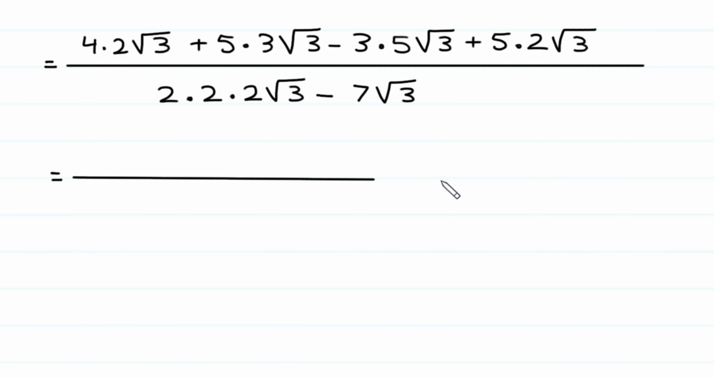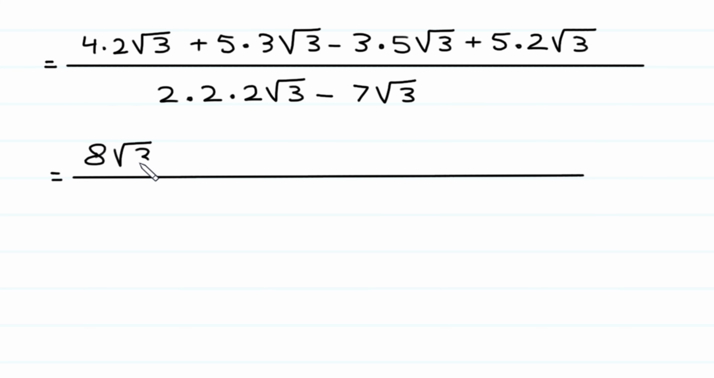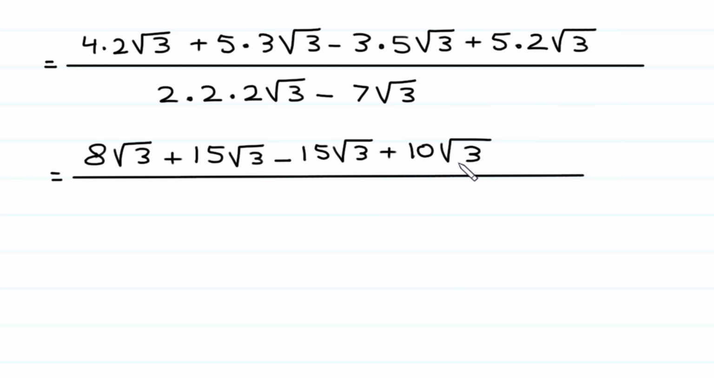Next, now we multiply the numbers that are out of the square root. 4 times 2, 8 times square root of 3 plus 5 times 3, 15 times square root of 3 minus 3 times 5, 15 times square root of 3 plus 5 times 2, 10 times square root of 3 divided by 2 times 2, 4 and 4 times 2, 8 times square root of 3 minus this 7 times square root of 3 remains same. 7 times square root of 3.